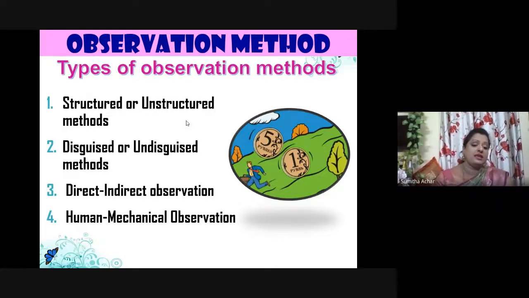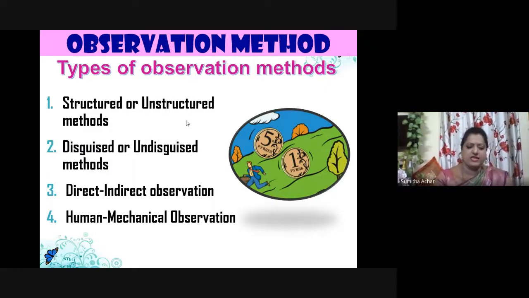Human and mechanical observation. If a person is there, say for example at an ATM machine, there is a person who is there to observe the ATM machine, right? So that is called human observation. Mechanical observation is where you use cameras, CCTV, voice recorders, and then record it. Again, I'm not going into advantages and disadvantages.